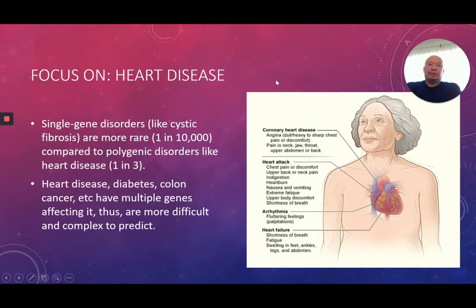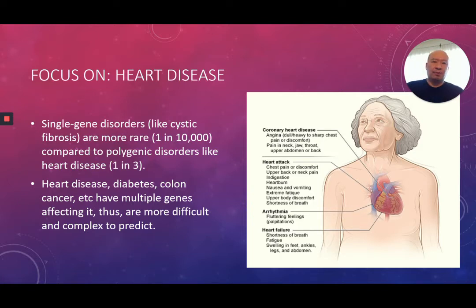So there's a multitude of different disorders that are similar to this. It's not only just heart disease, but it's diabetes, it's colon cancer. All of these are affected by multiple genes on different chromosomes. And when it's on multiple genes on different chromosomes, it's going to be hard for you to predict how these genes are inherited.